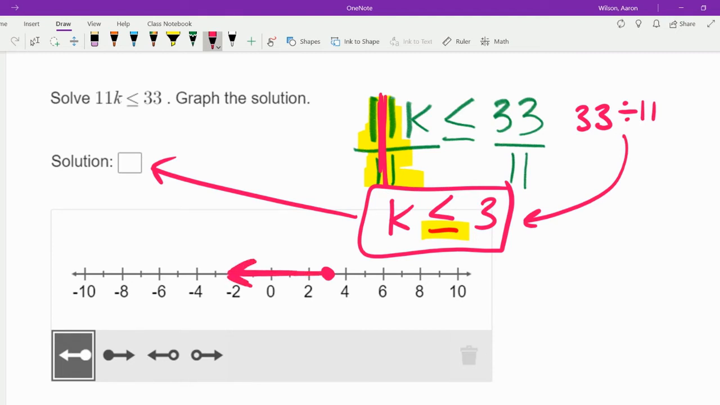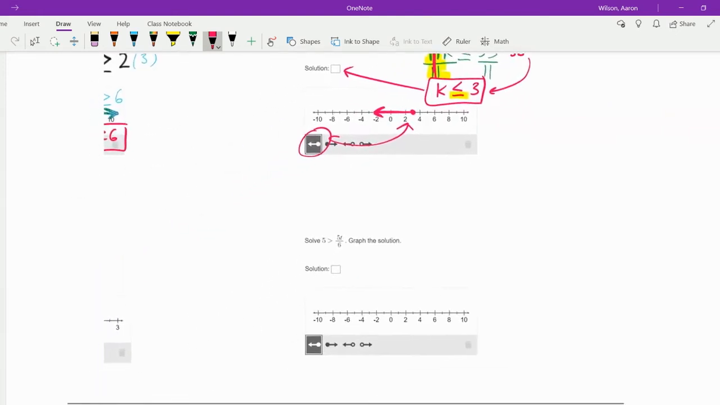That's how you read those inequalities or the solutions there. K is less than or equal to 3. So it would be closed circle from 3 pointing to the left. All right, I'm going to do 2 more.